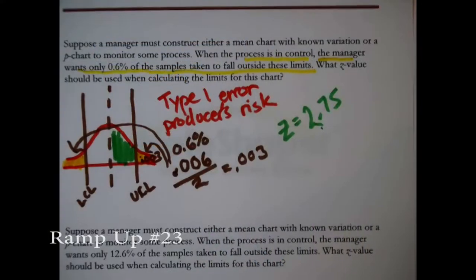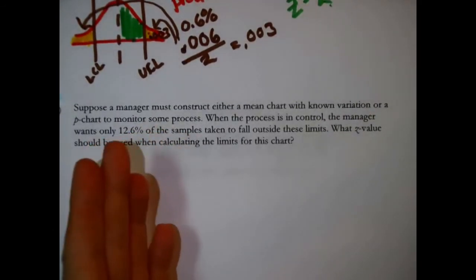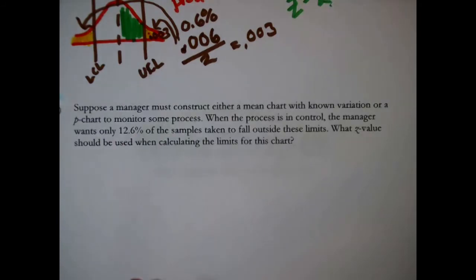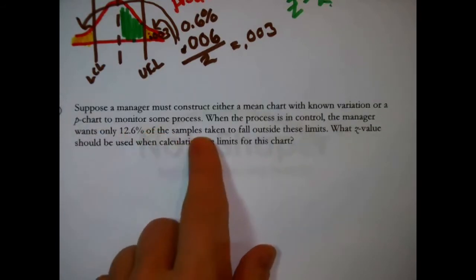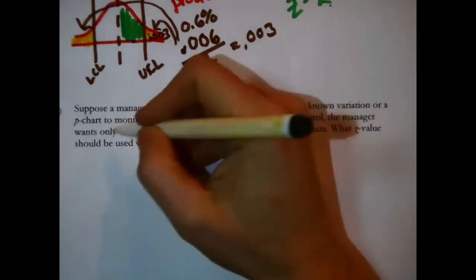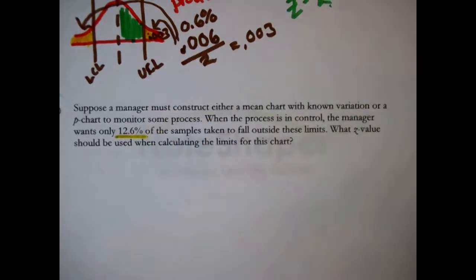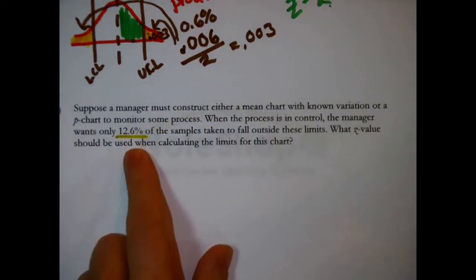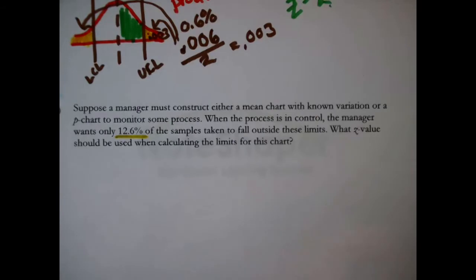Now if you look at the next question, you see that it's an opportunity to practice this same process. It's virtually but not exactly the same question. Suppose a manager must construct either a mean chart with known variation or a p-chart to monitor some process. When the process is in control, the manager wants only, here's the difference, let's try that same exercise again, except this time the manager is willing to be wrong more of the time. 12.6% of the time the samples will fall outside these limits when the process is in control. But again, it's still a question of finding, you need to draw your limits. What z-value should you use in the formula?